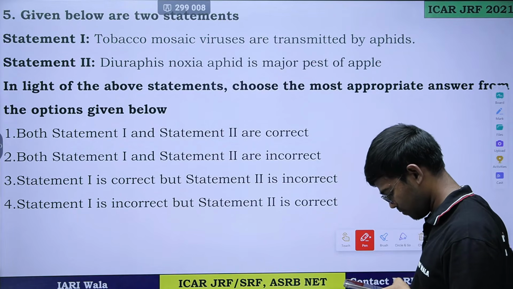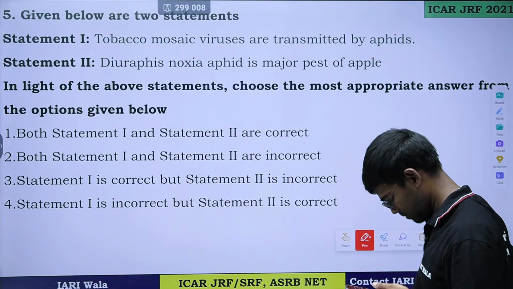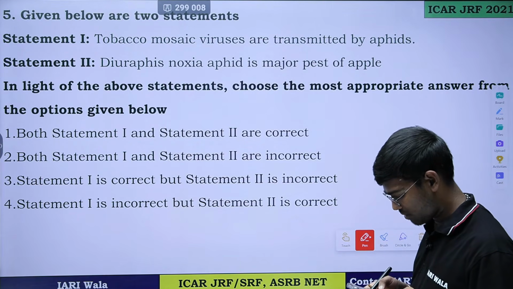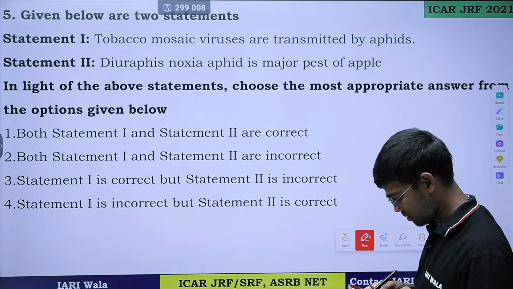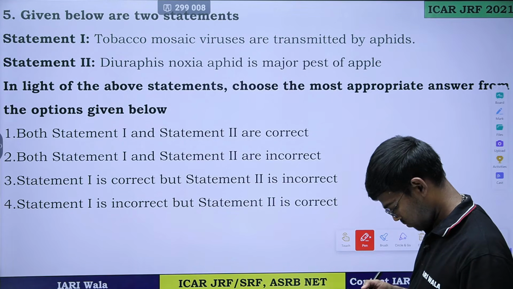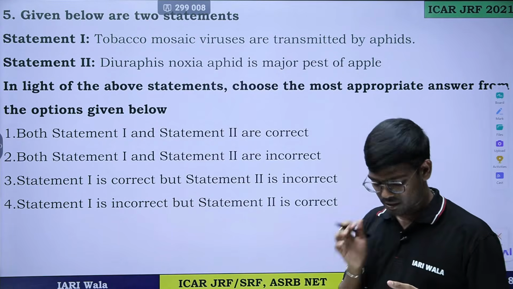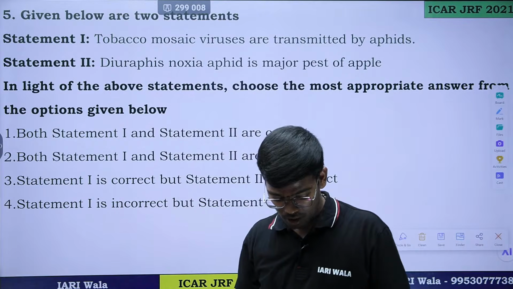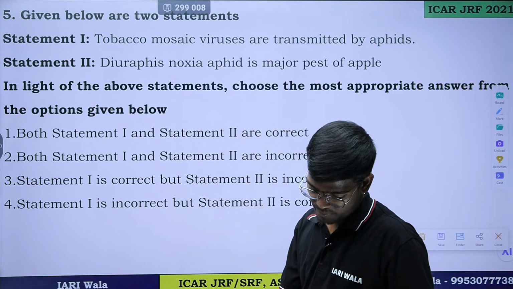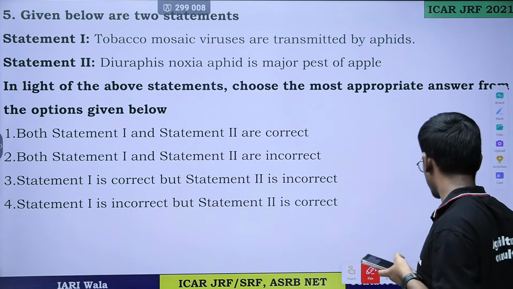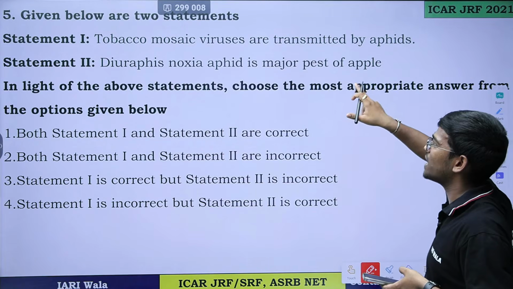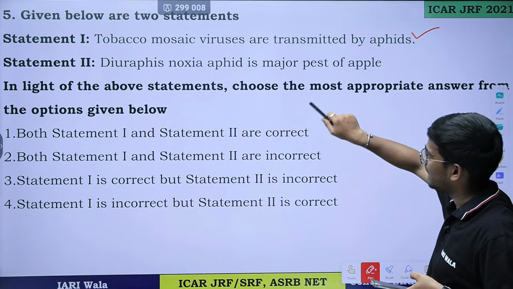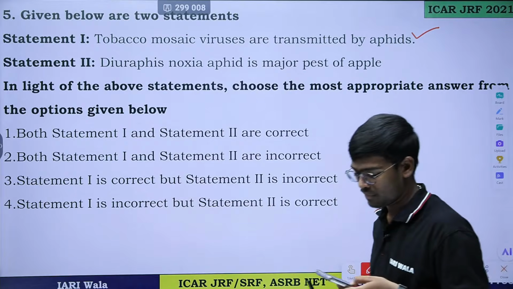Yes, many of the students posted 3. Mahindra said B, both statements are incorrect. Let's wait, many other students will respond. Only one student responded B, but he is telling both statement 1 and statement 2 are incorrect, which is wrong, and another student is telling both statements are correct. Both of your answers are wrong. Tobacco mosaic virus is transmitted by aphids. That is correct. And Diuraphis noxia is an aphid that is a pest of wheat, not of apple. It is a pest on wheat.